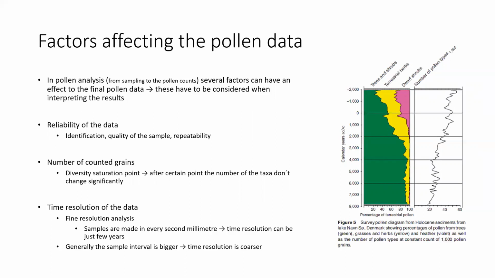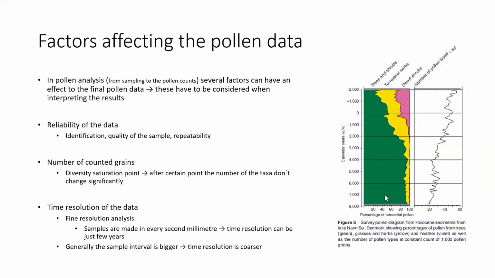Then also, making interpretations of the change in the ecosystems or in the vegetation depends on the time resolution of the data. In fine resolution analysis, if you do, for example, every half centimeter or every second millimeter, you can get very good time resolution, but this is not usually the case. You are not usually able to do this high resolution analysis, and usually the time resolution is coarser, it can be tens of years or even hundreds of years, and this needs to be taken into account when interpreting the data.